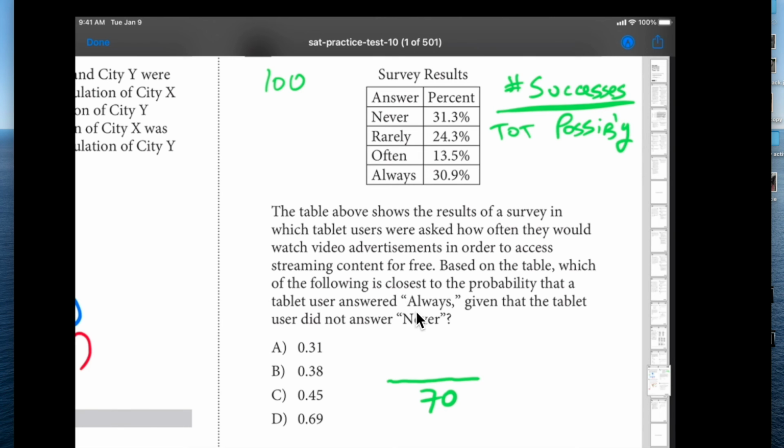Now they want to know how many answered always. Well, now you have 30 over 70. When I look at that, I say to myself, okay, 30 over 70 is a little bit less than 50%. That's 45%. Choice C.